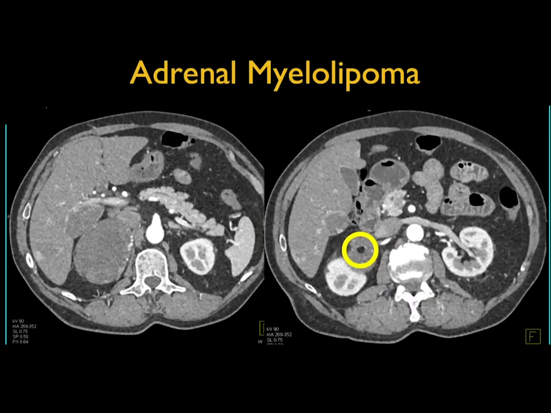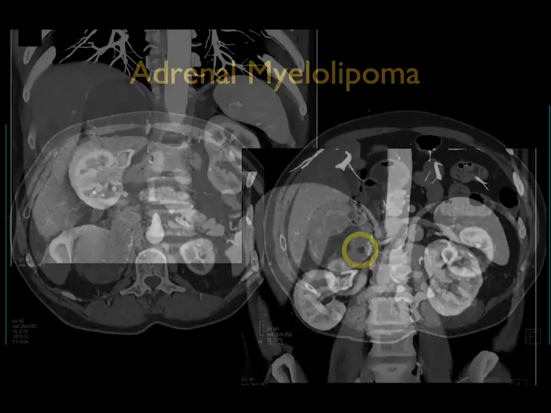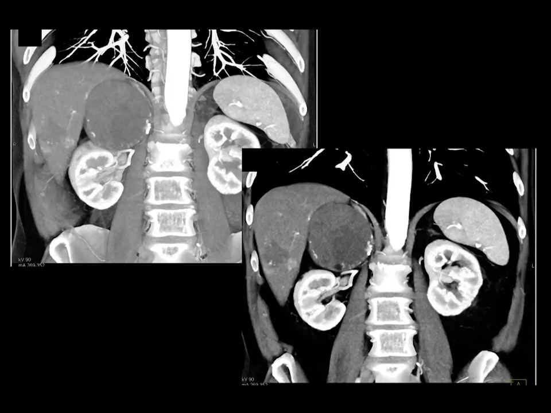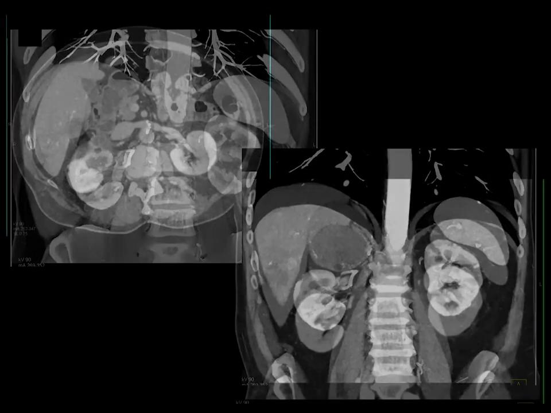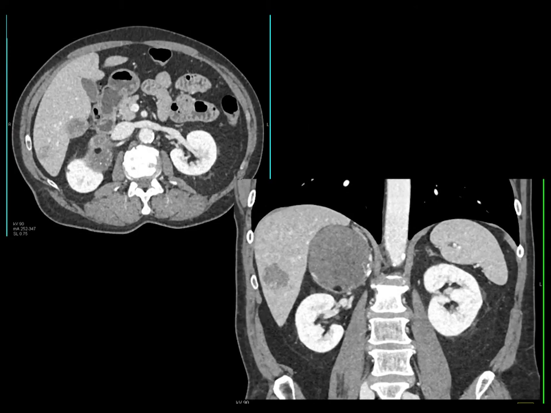Now again, sometimes there's minimal fat. Here's a lesion where in the image on the left you really worry. Image on your right, you see the fat. You look at the coronals, you can see fat, a little bit of calcification. This is an adrenal myelolipoma.